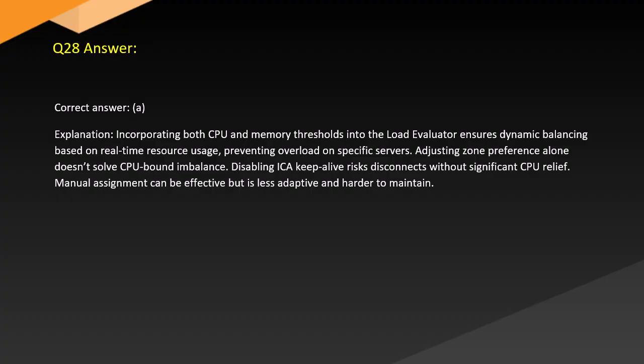Answer. Correct answer: A. Explanation. Incorporating both CPU and memory thresholds into the load evaluator ensures dynamic balancing based on real-time resource usage, preventing overload on specific servers. Adjusting zone preference alone doesn't solve CPU-bound imbalance. Disabling ICA keep alive risks disconnects without significant CPU relief. Manual assignment can be effective but is less adaptive and harder to maintain.